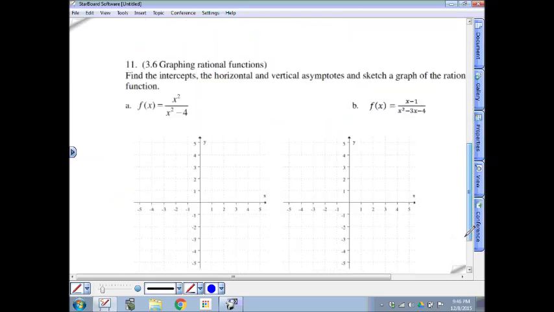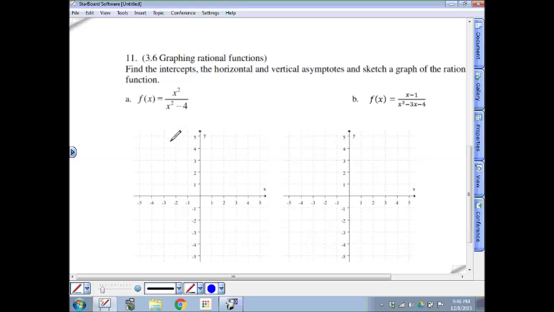Okay, question 11, section 3.6. The directions here give a direction of where you should head and some of the steps that need to be taken. I always start these problems by finding the asymptotes first.